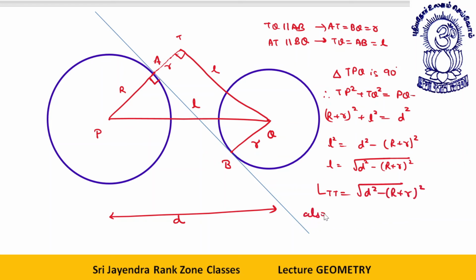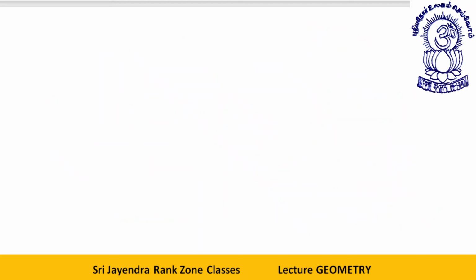Also, just to remind you, the length of the direct tangent was under the root D square minus (R minus r) square. Here you have the two formulas. Now we will do the questions based upon these directly. And I'm sure everything is clear to everyone. See, let's take the first question.